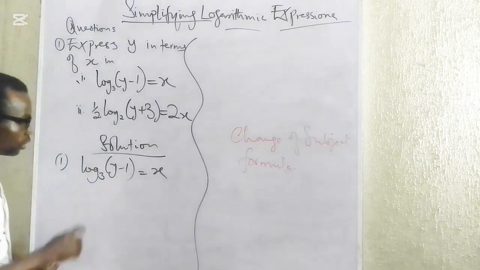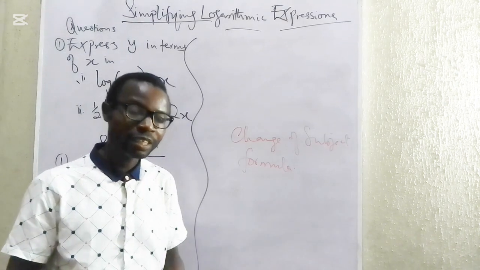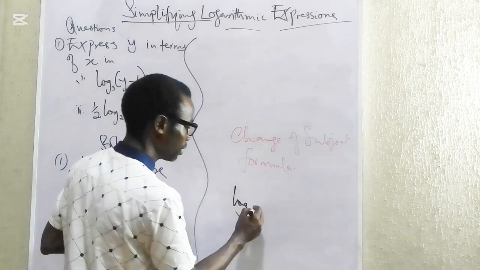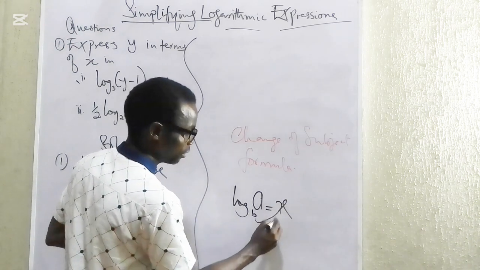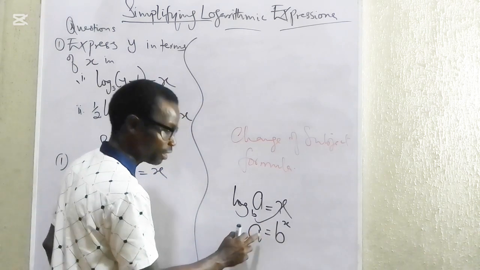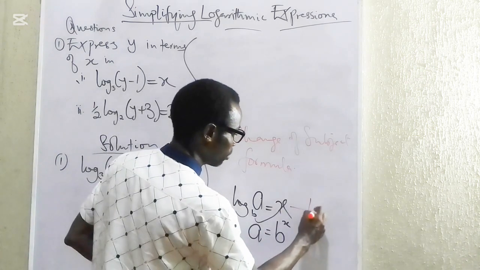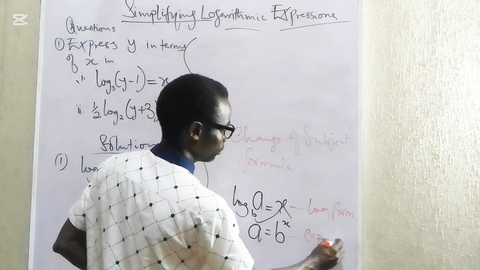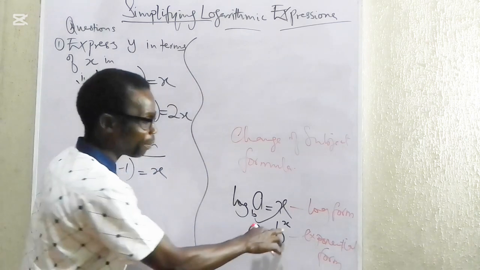Now, looking at this, what we'll do is not forget the definition of logarithm. I've defined that the log of a number to a particular base is the number of times the base will be raised to give the number. Like the log of a in base b is equal to x means the number of times this base will be raised. So this is now the log form, the logarithmic form, and this is the exponential form. The word exponential means the power form.